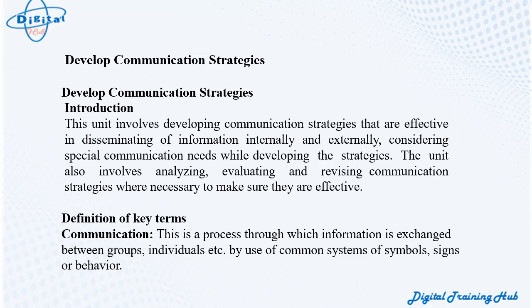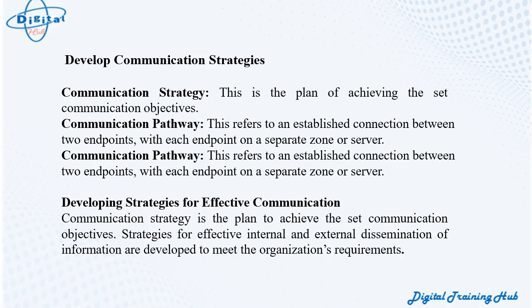Definition of key terms. Communication: this is a process through which information is exchanged between groups, individuals, etc. by use of common systems of symbols, signs or behavior. Communication strategy: this is the plan of achieving the set communication objectives. Communication pathway: this refers to an established connection between two endpoints, with each endpoint on a separate zone or server.